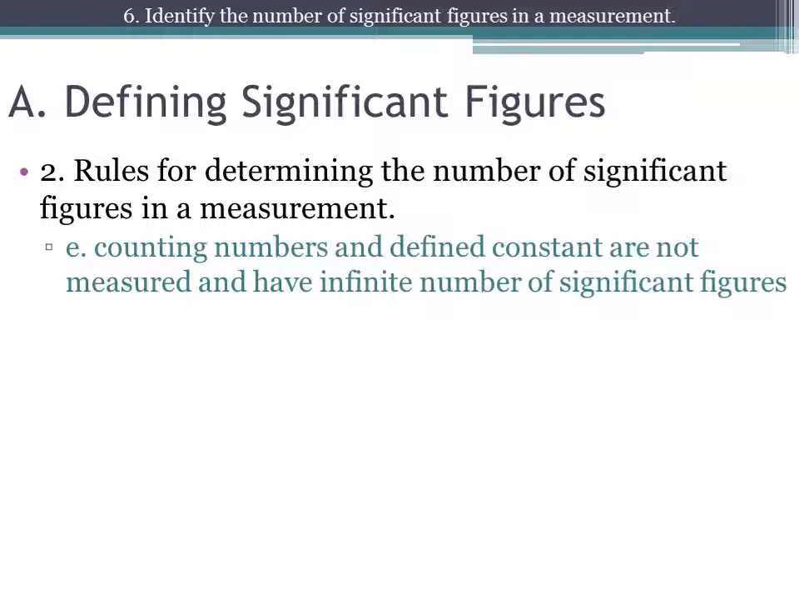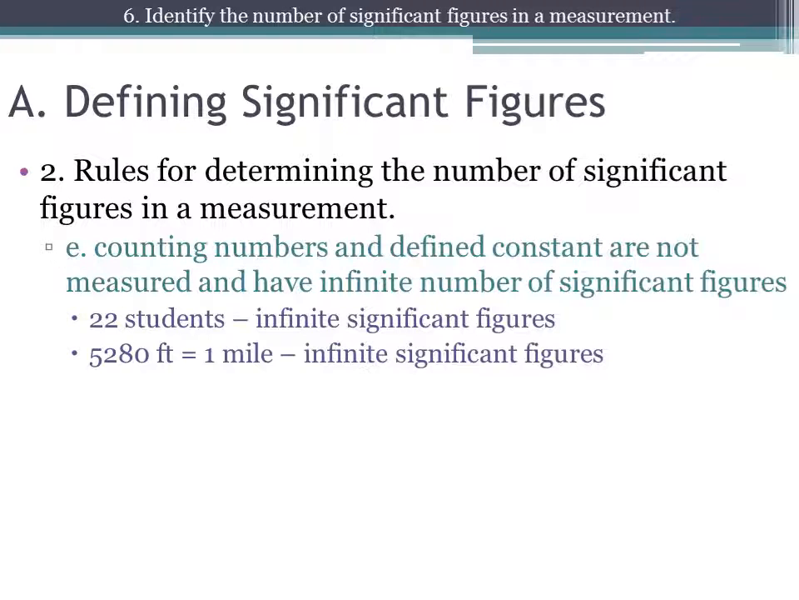Last rule, counting numbers and defined constants are not measured and have an infinite number of significant figures. For example, if I were to count the number of students in the classroom and I got 22, that's an infinite number of sig figs. I did not measure the number of students. There are exactly 22 students in the classroom.